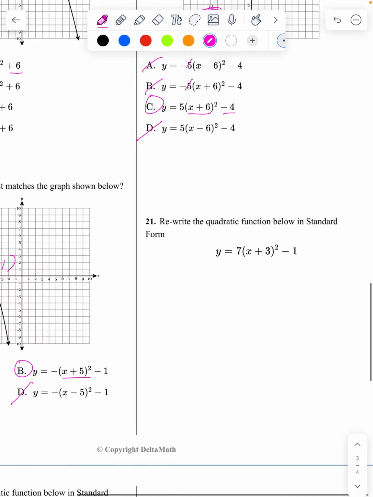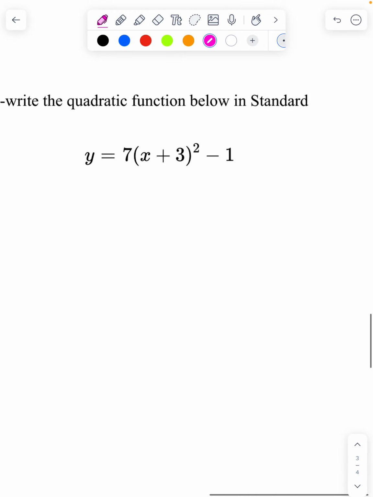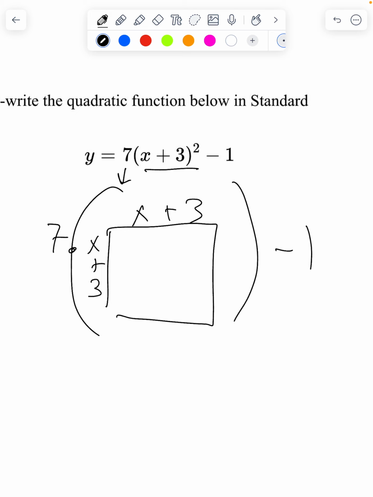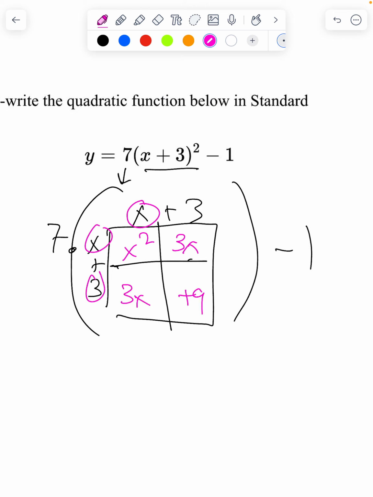21 says rewrite the quadratic in standard form. So we have to multiply this thing out. What I'm going to do is leave the 7 in front, and I'm going to write this x plus 3 squared as x plus 3 times x plus 3. So it'll be 7 times this answer and then minus 1. This we've done with those boxes. So x times x gives you x squared. This will be 3x. This will be 3x. And this will be 9.